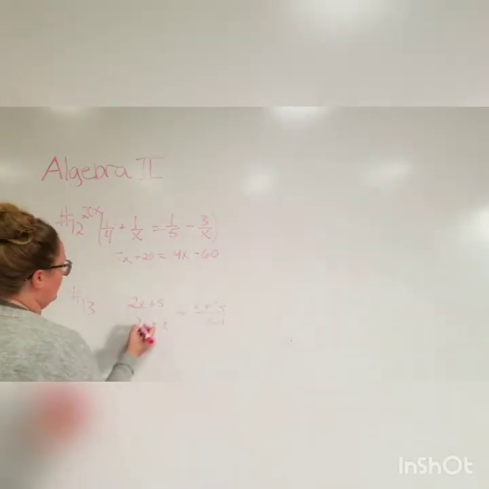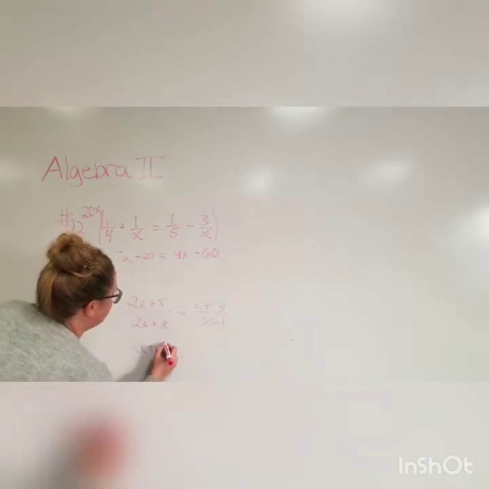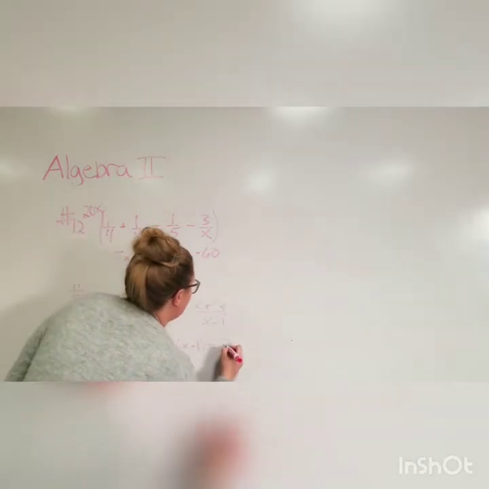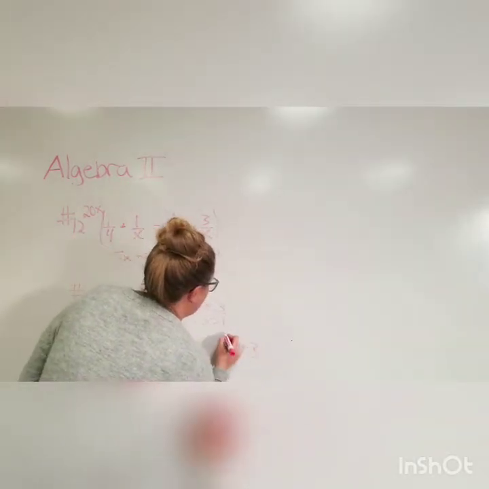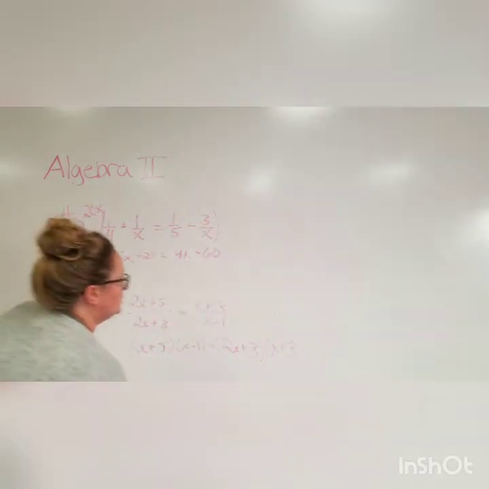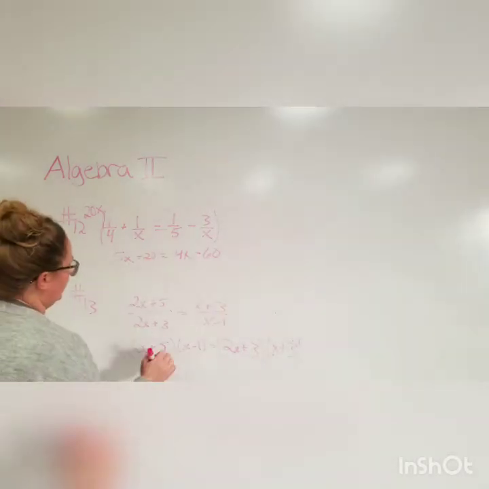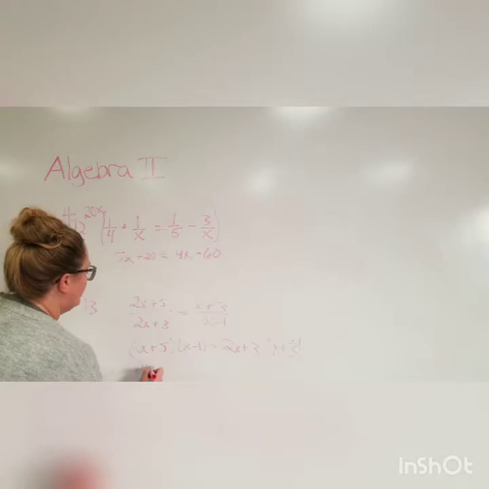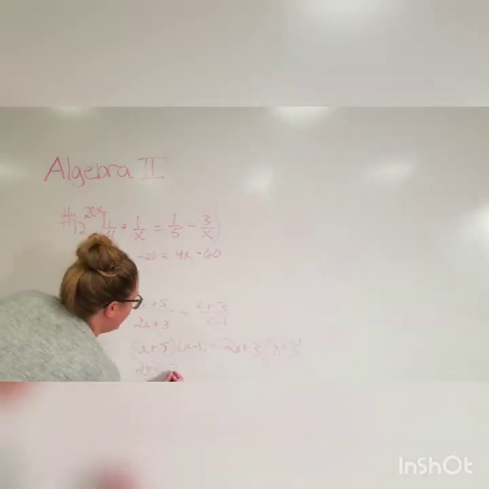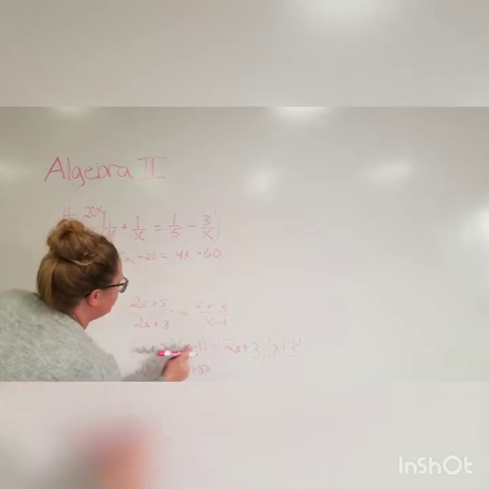So you have to cross multiply these two: 2x plus 5 times x minus 1 equals 2x plus 3 times x plus 3. And you'll want to do your FOIL method on both of these. 2x times x is 2x squared. 2x times negative 1 is a negative 2x. 5 times x is 5x. 5 times negative 1 is negative 5.